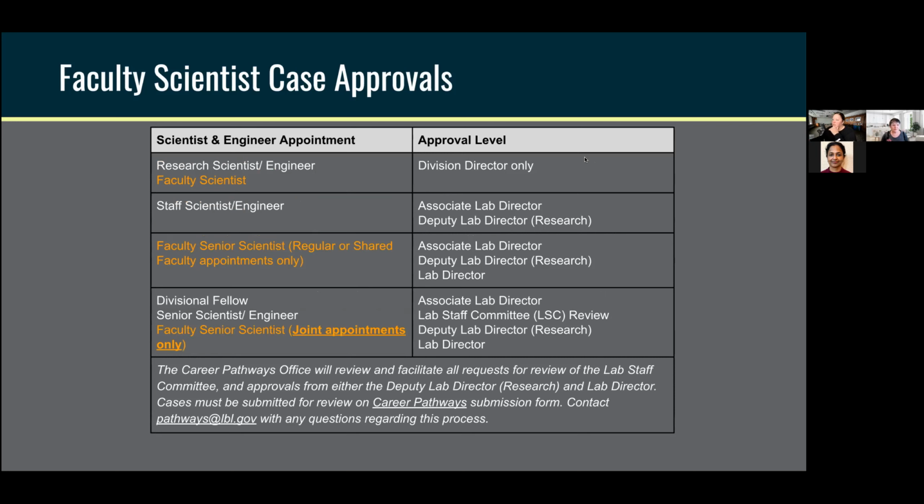On the approvals, I highlighted here, this lists all of the S&E appointments, but you can see highlighted in orange the faculty and the level of approval. Faculty scientist only requires division director approval, and that, like I said, is the assistant professor and the associate professor. Faculty senior scientist, just regular or shared, only requires the ALD, the DLD, which is our deputy lab director for research. And then the faculty senior scientist joint would have to go through a full LSC review. That's because they have that promise of those 2 years at 50% backstop.